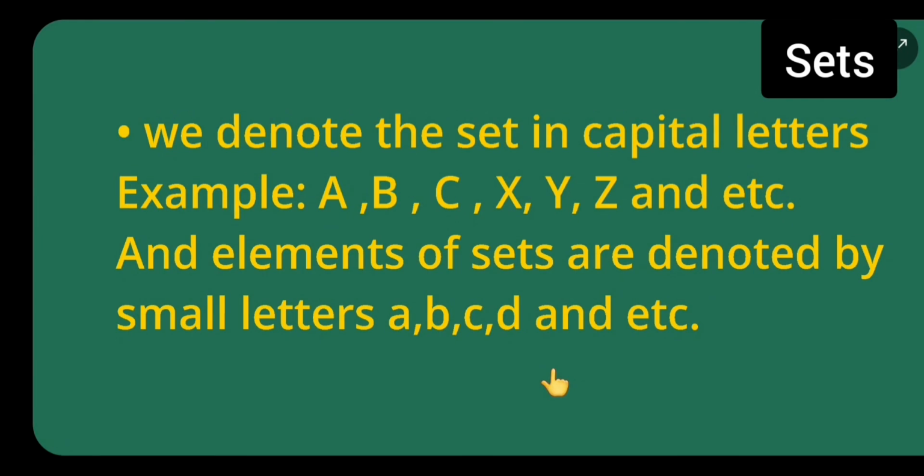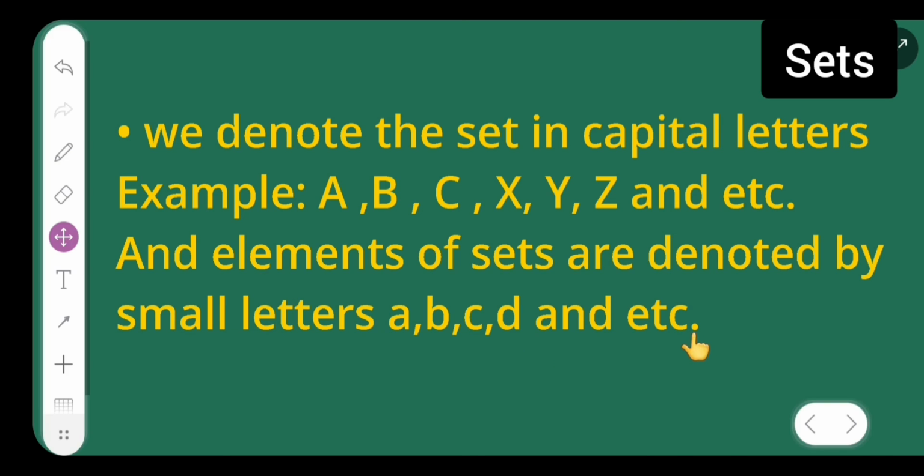Next, we denote a set by capital letters. So how we denote a set, that I'm going to tell you. With capital letters, that is A, B, C, X, Y, Z, etc. And the elements of a particular set are denoted by small letters like this: small a, small b, small c, small d, etc.